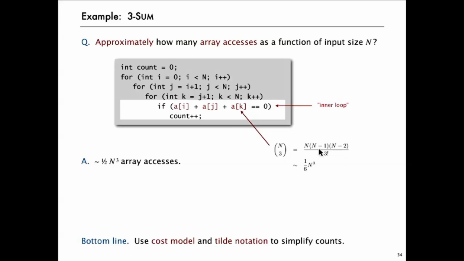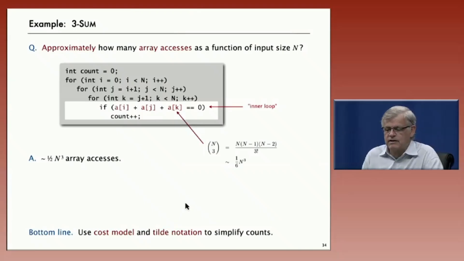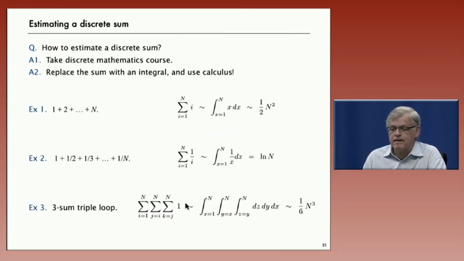And again, doing the math and using the tilde, it's just tilde 1/6 n cubed. 3 array accesses for each triple, so we can say half n cubed. We're not computing and summing the costs of all operations. That's too much work. We're picking the most expensive in terms of cost times frequency and approximating that and trying to get a good model for the running time.